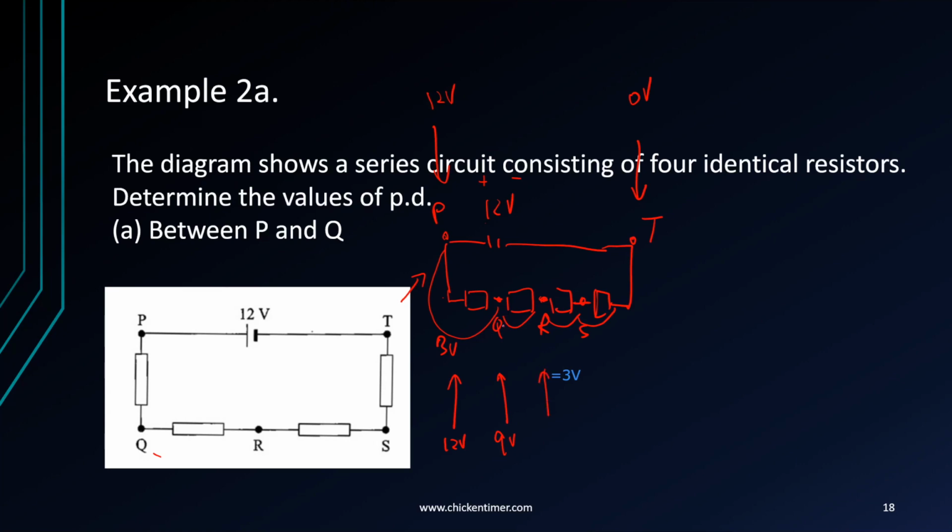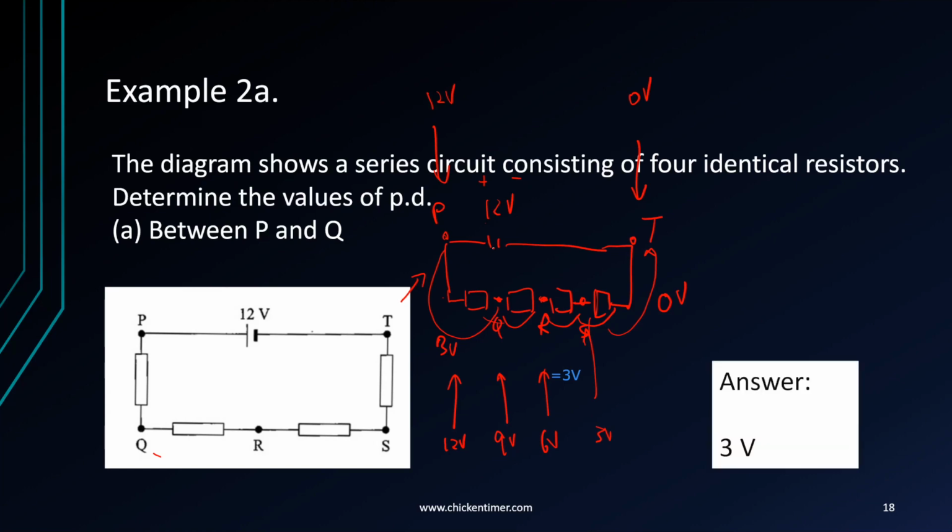Then after the current passes through the QR resistor, it will become minus 3 again, 6 volts here. And then when it goes to S, it will be 3 volts. And then back to here will be 0. So across each resistor, it drops by 3 volts. So now the PD between P and Q is 3. That's correct. Because later on you will have this concept again in some other question.